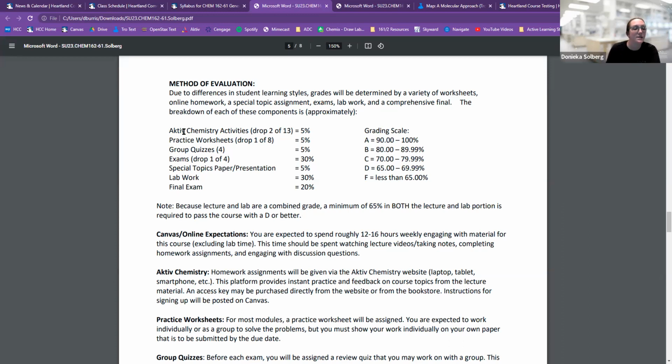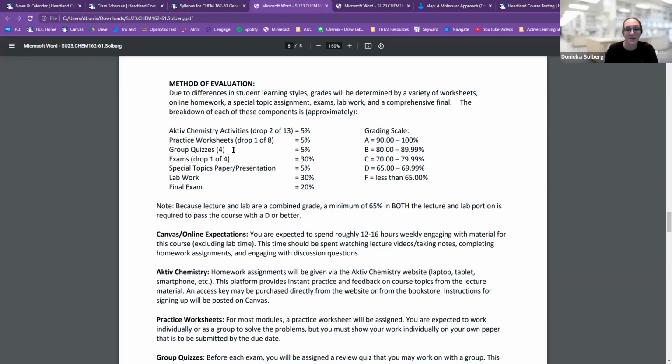So this is our breakdown. 5% of your grade is from active chemistry assignments. This is your online homework. It gives you feedback. There's 13 total assignments, 1 for each module, and you get to drop 2 of them. So whichever 2 are lowest, or if you just don't do 2 of them, I don't recommend that. Practice worksheets, you get to drop 1 of 8. There will be 8 total worksheets.